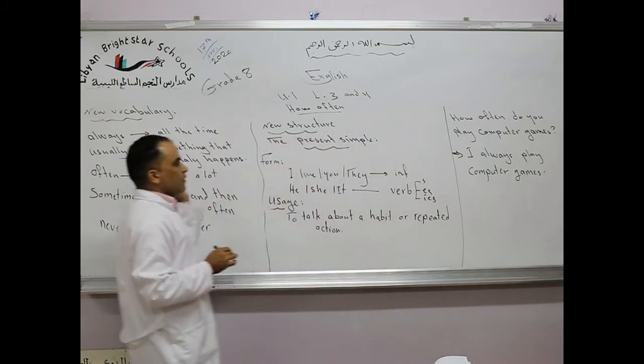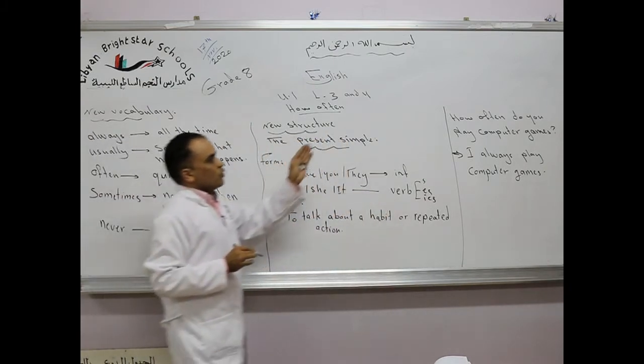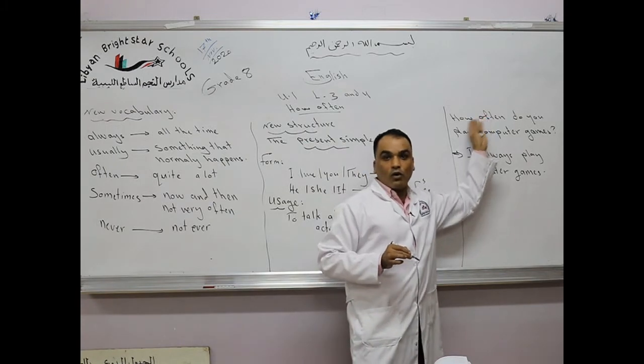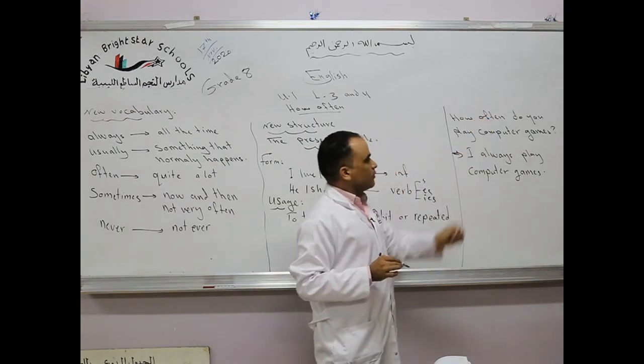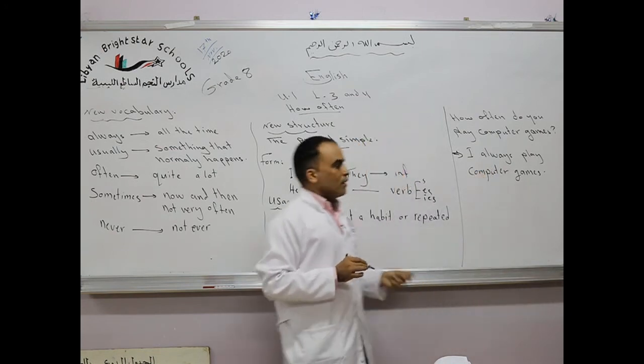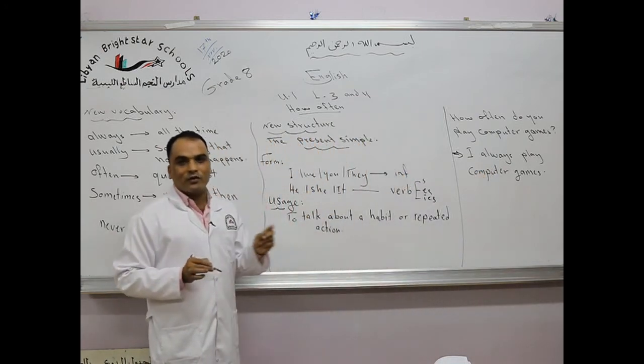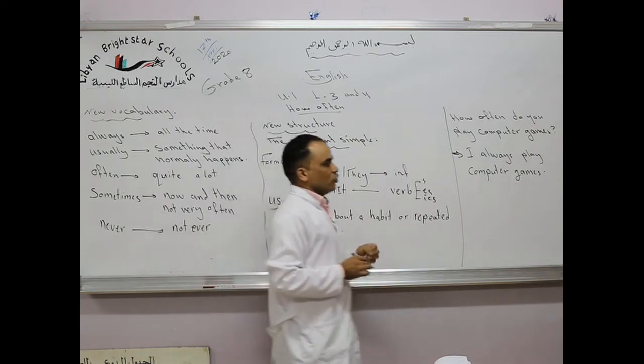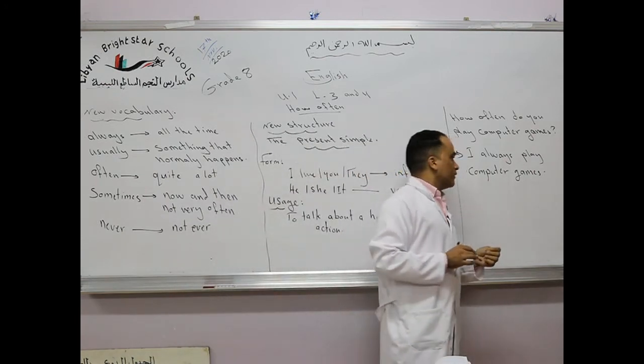We use the adverbs of frequency to answer questions starting with how often. How often do you play computer games? I always play computer games. The present simple is used to talk about a habit or repeated action, and our daily routine.